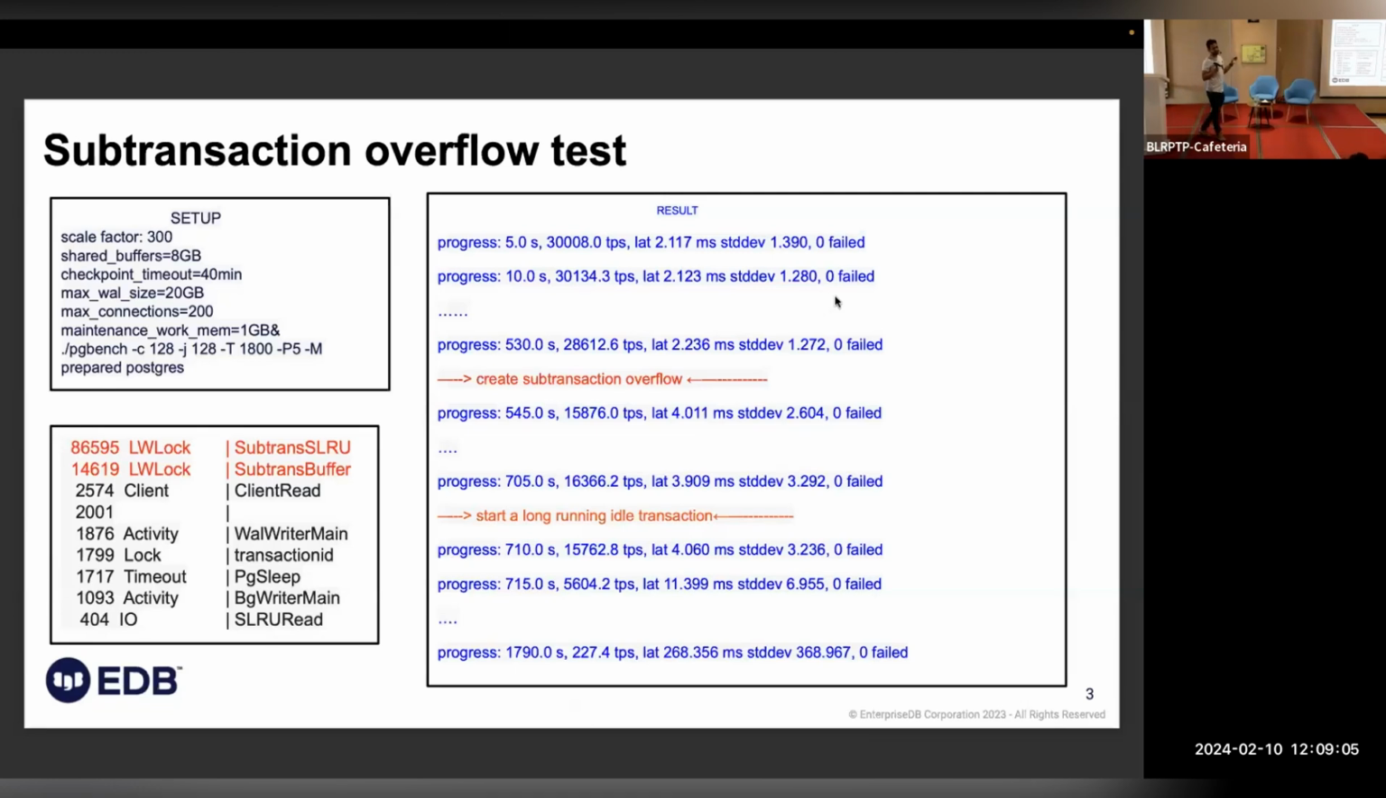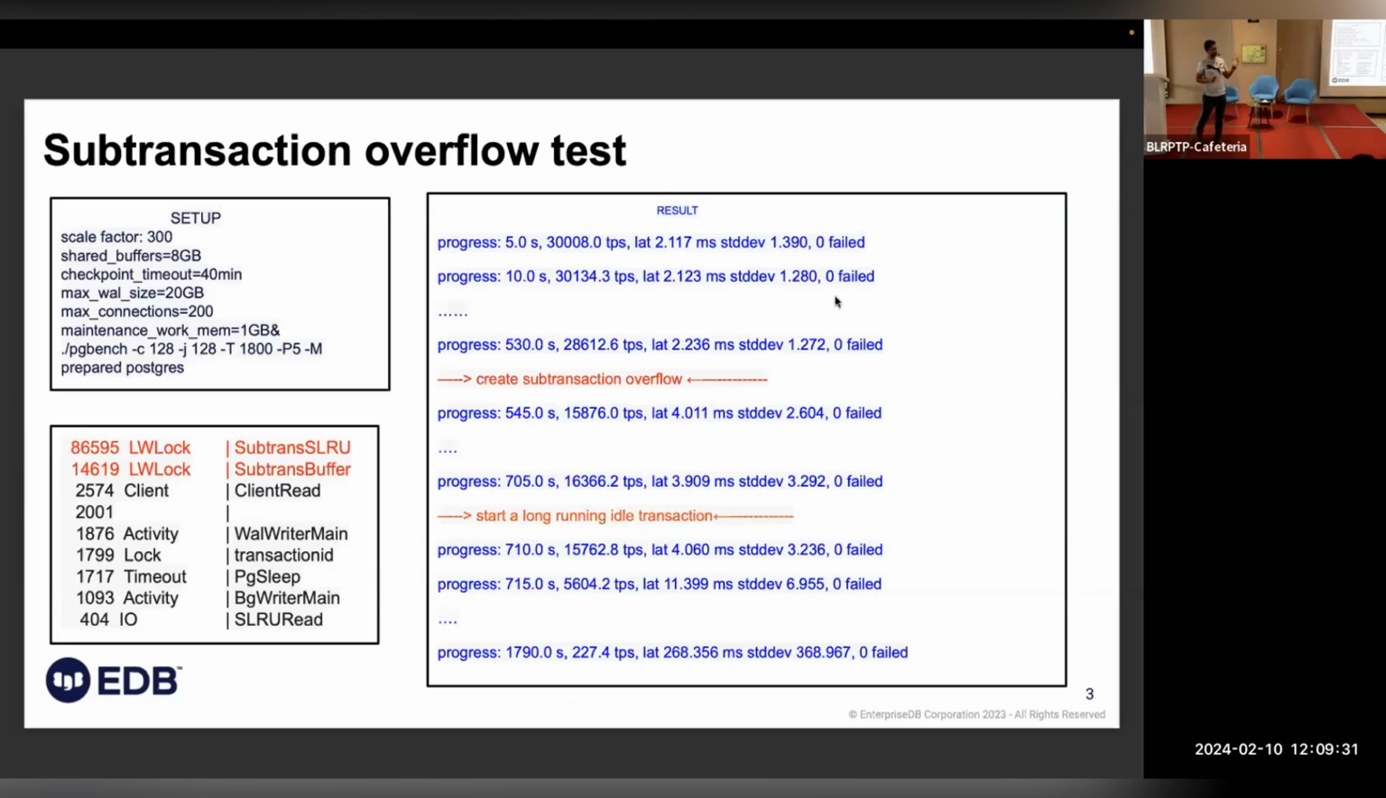What is subtransaction cache overflow? For the time being, I'll just say a lot of subtransactions within the transaction. And why we are calling it cache overflow, we'll go into later on the slides. So I can see the TPS is going very high, almost 30,000 TPS in the pgbench read write workload, till 500 seconds, sometimes 28,000 to 30,000, some variation is there.